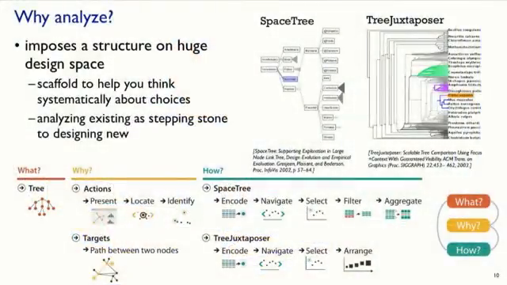Now, let me address this question of, so why am I talking about analyzing visualization systems so much? It's in the title of the book. Why is this? And I argue that analysis is a way to try to impose a structure on a very, very large design space. So it provides some kind of scaffolding to help people think in a systematic way about some of these design options. And my argument is that analyzing existing systems can be a useful stepping stone for a designer who wants to design a new one, because it gets them to think about the design space more generally.